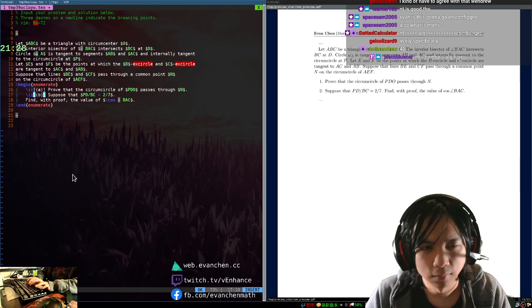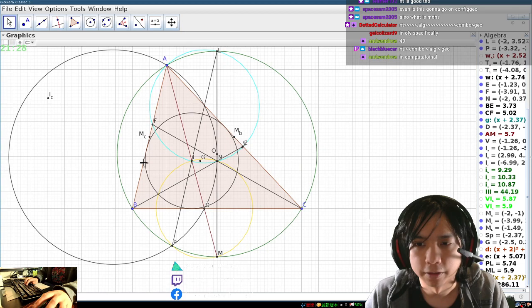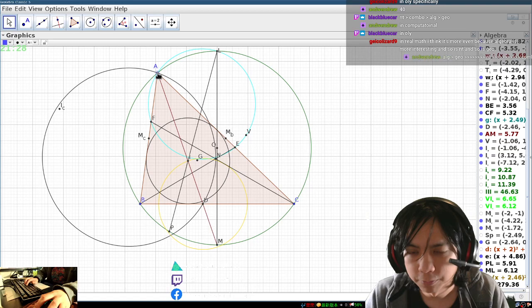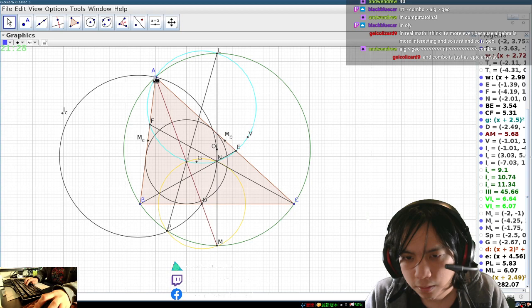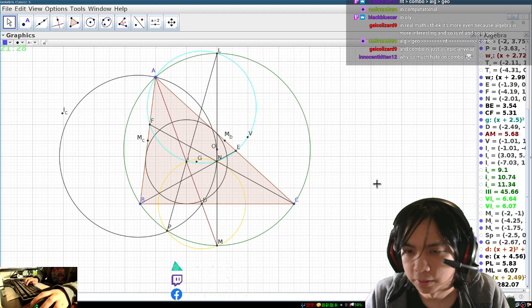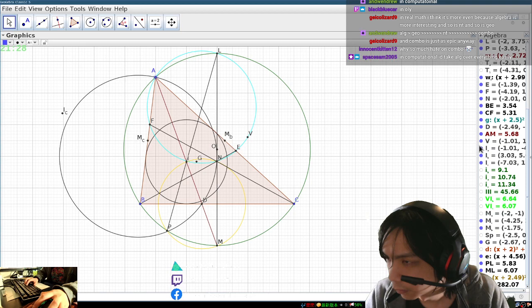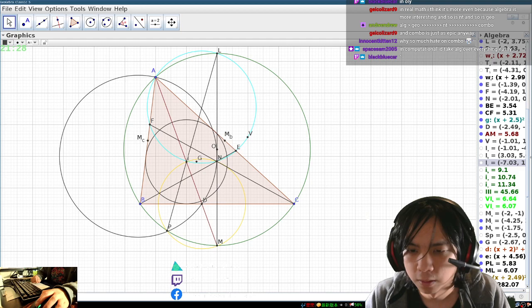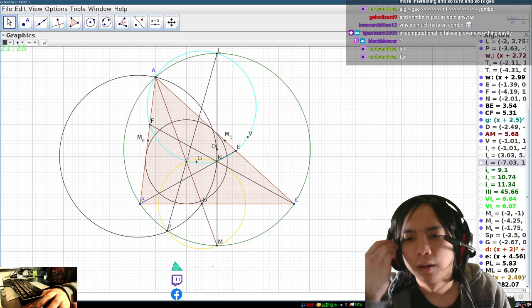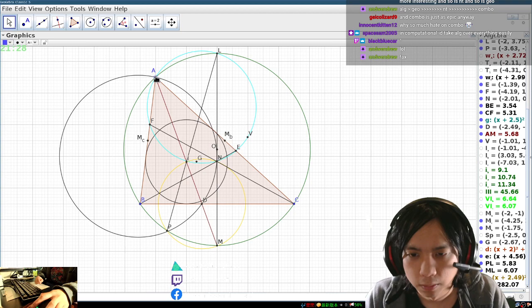Okay, so let's copy the diagram. I'm gonna move this diagram around. That's a good snapshot. Okay, so let's hide the X centers because we don't need them. We didn't use those in our proof. I also want I to actually lie on it, so let's.